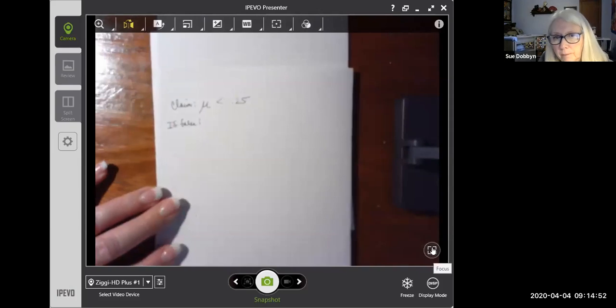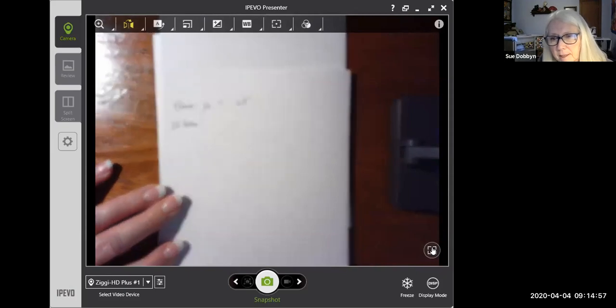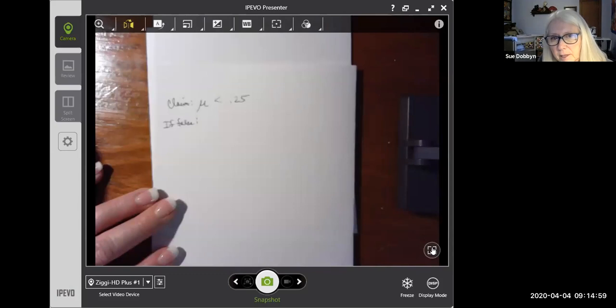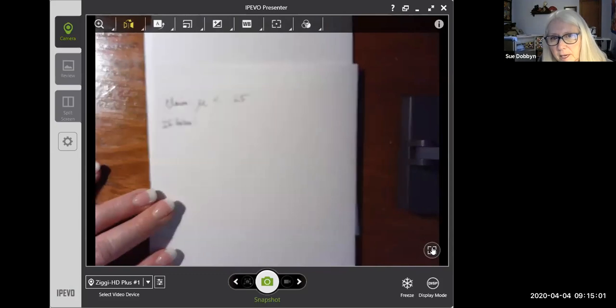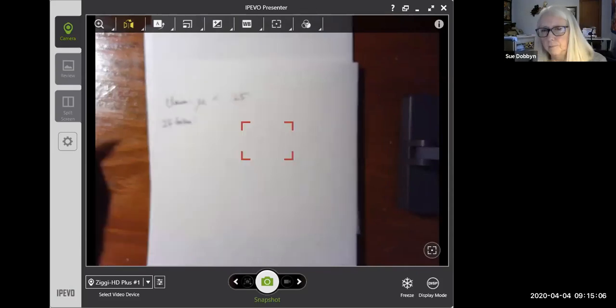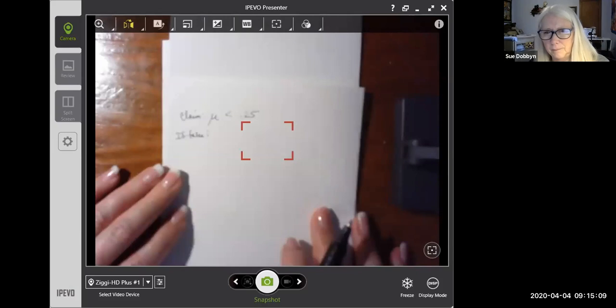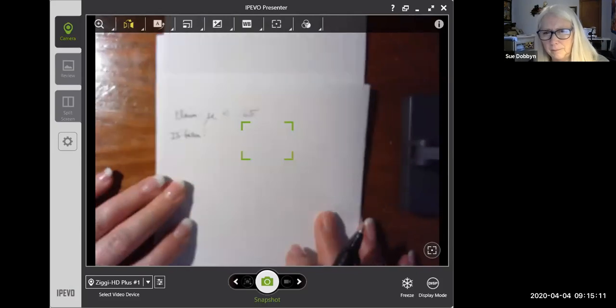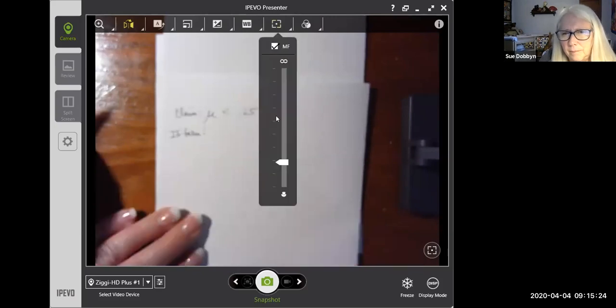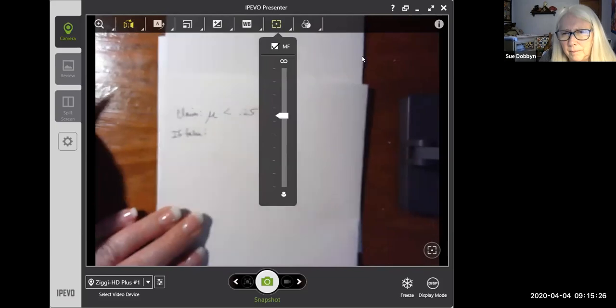Sorry about the focus. It tries to refocus every time I put my hand in there to write. So there you go. That's not really in a lot better focus. Ugh, it's awful. Okay, that should be better, okay?